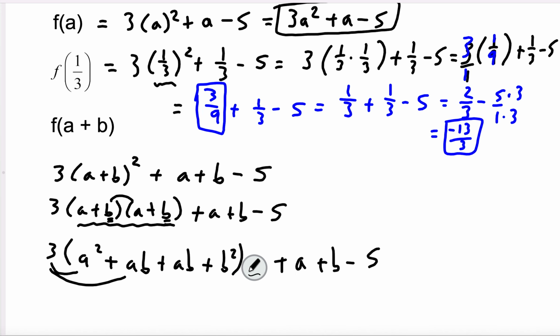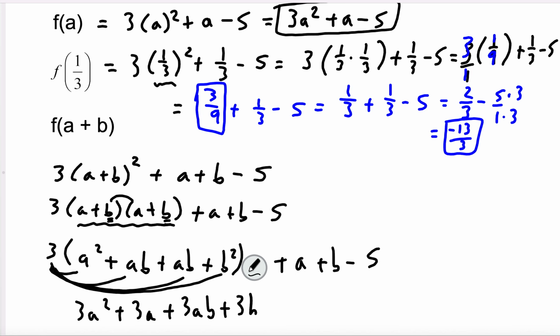Next thing I'm going to do is distribute my 3 through here. So I get 3a squared plus 3ab plus 3ab plus 3b squared plus a plus b. Oops, I forgot a b in there. And then minus 5.